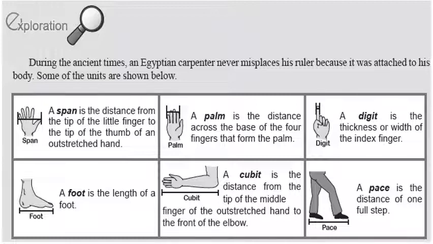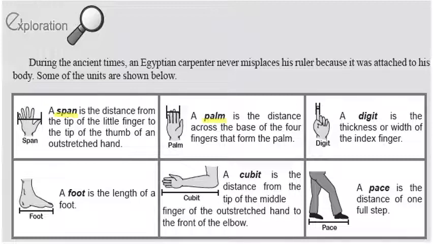Okay, so first is the span. So, what is a span, class? A span is the distance from the tip of the little finger to the tip of the thumb of an outstretched hand. So, stretch out your hand, class. The distance from your thumb to your little finger is called a span. Understood? Very good.